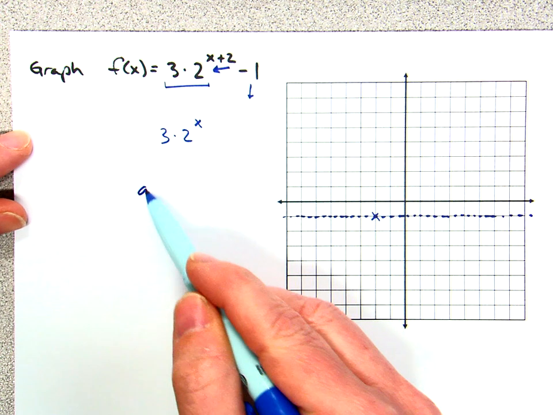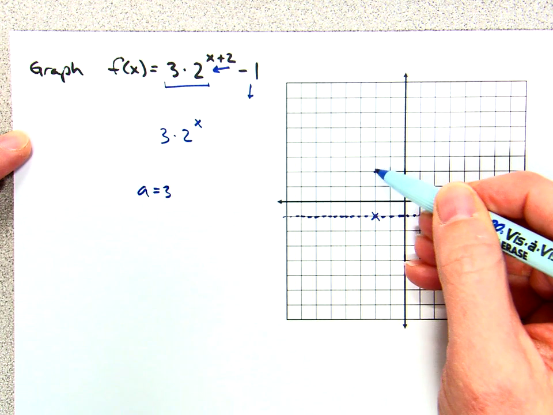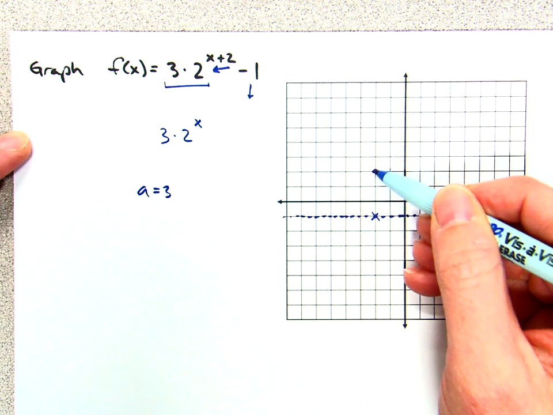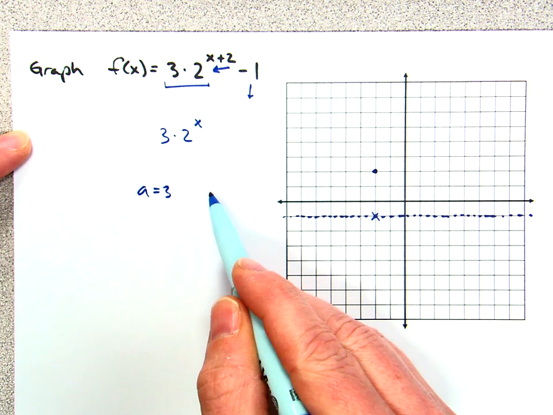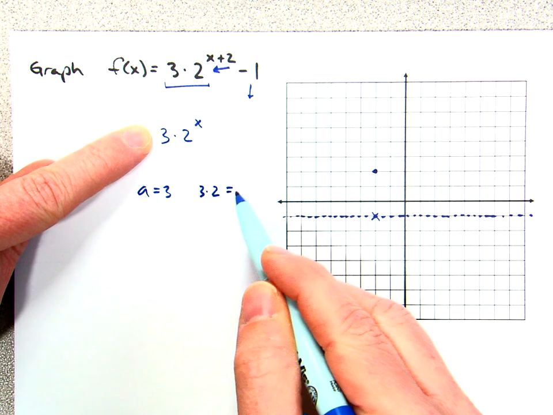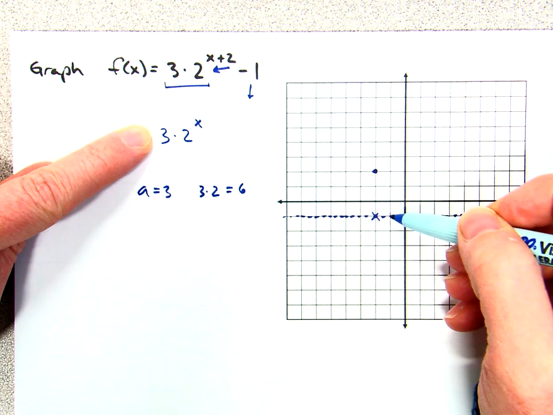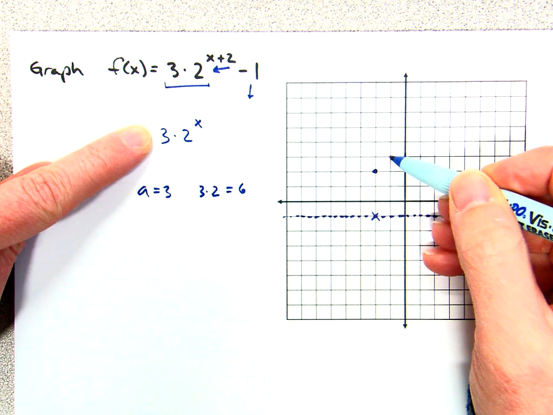A is 3, right? So from here, I'm just going to go up 3, because this is like my origin. And then if I go to the right 1 unit, I'll use A times B. So 3 times 2 is 6. So remember, from here, not from here, 6. From here, right? 1, 2, 3, 4, 5, 6.